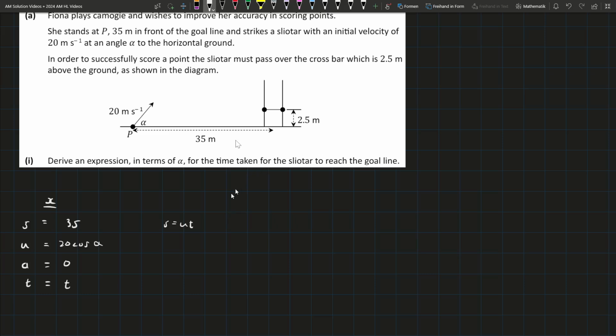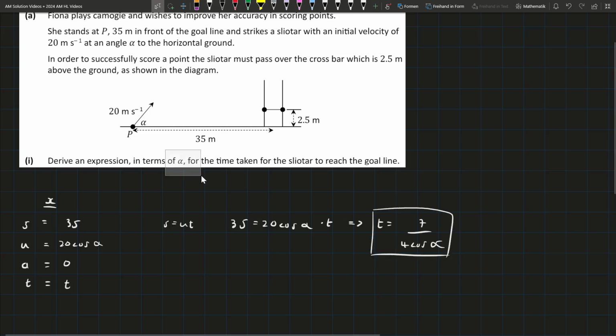We're looking for the time taken, so we'll get 35 equals 20 cos alpha times t, which means that t will be 35 over 20, which is 7 over 4. I'll write it as 7 over 4 cos alpha when you simplify it. And that's an expression for time, and it's in terms of alpha.